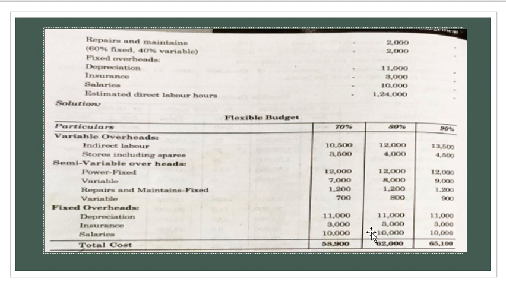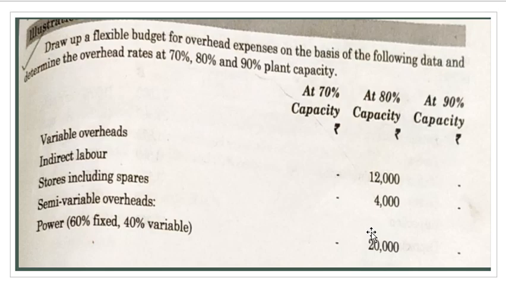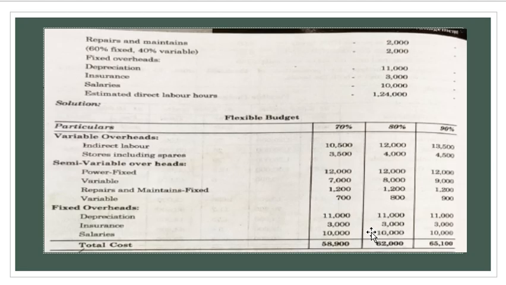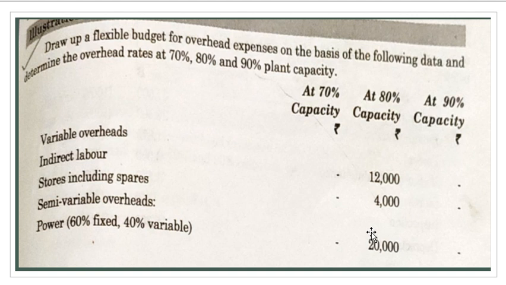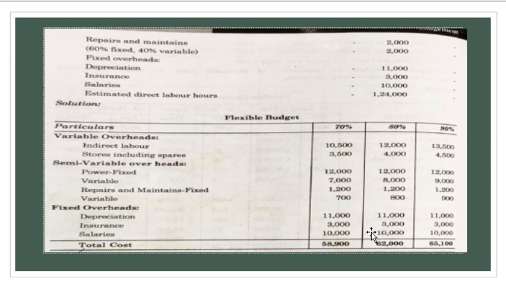So now let us get into the solution, how to prepare this. Here they have given us variable overheads. You also have semi-variable overheads, where power, repairs and maintenance are semi-variable overheads. Then under variable overheads you have indirect labor and stores including space. And they have given only information on 80%. We need to find out on 70 and 90. So now let us classify and put into the flexible budget.